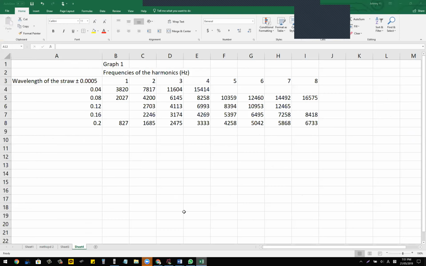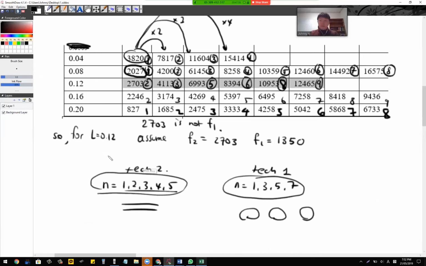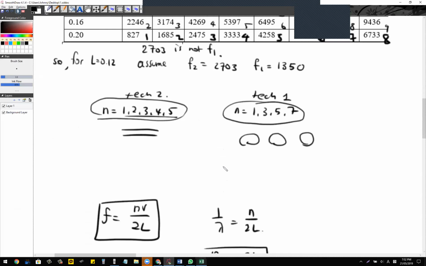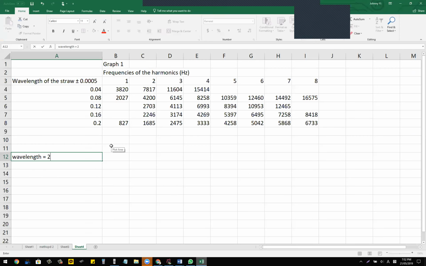Okay. So what you want to do is write the wavelength is given by 2L over n. Yep, 2L over n.